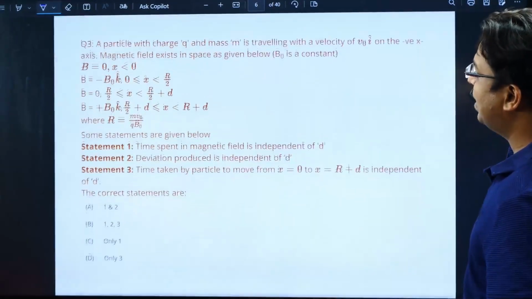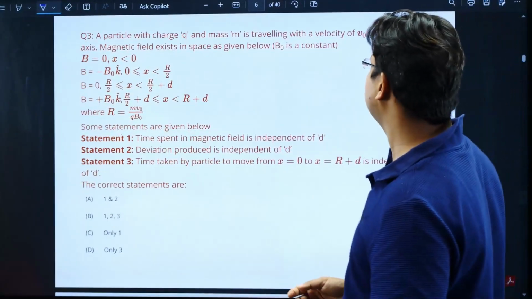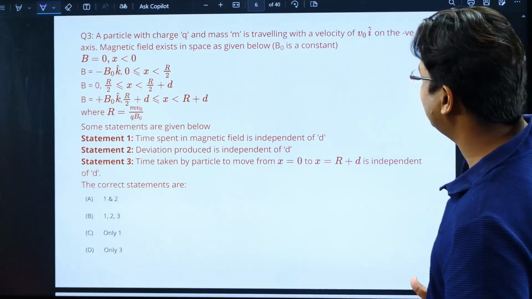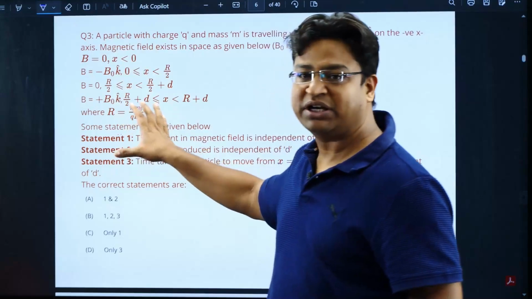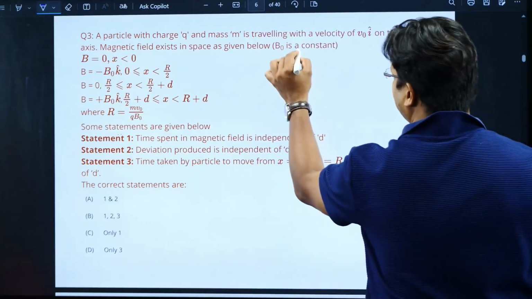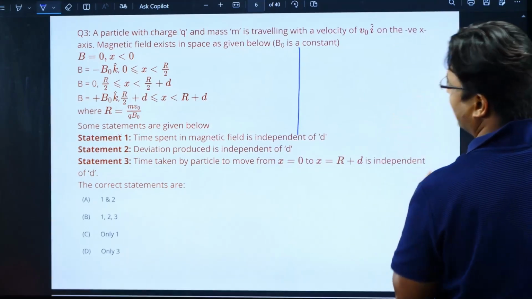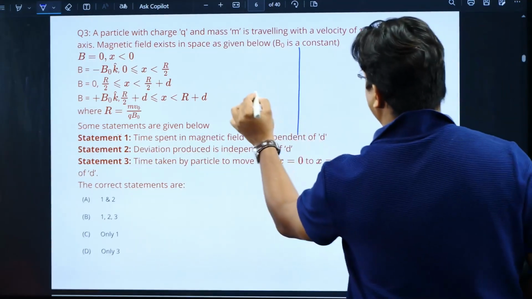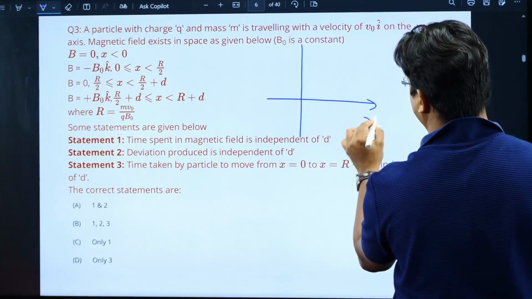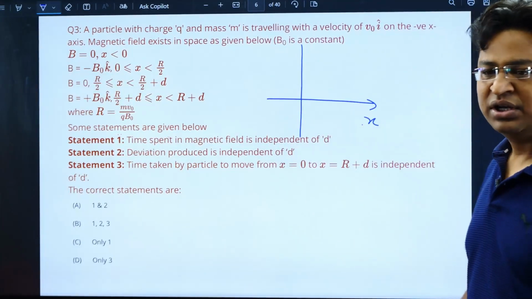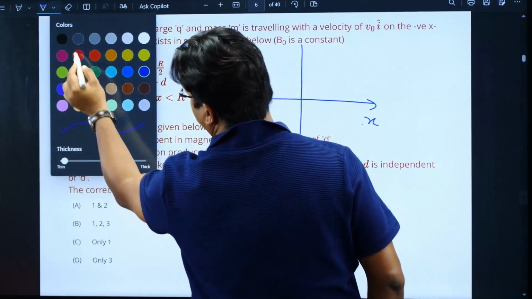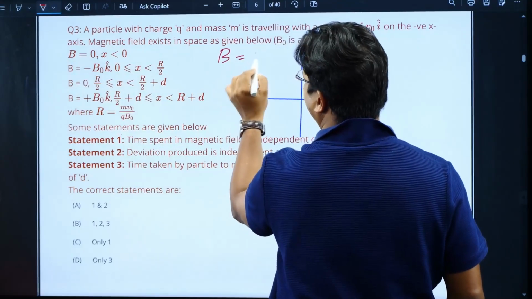Okay, next question. A particle with charge q and mass m is traveling with a velocity v naught i cap on the negative x-axis. The magnetic field in space is given below. There is a description of the magnetic field which says that B is equal to 0 for negative x. If this is the x-axis, then according to the question, the magnetic field is 0 in this region.